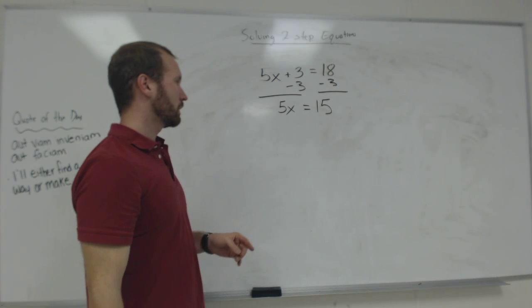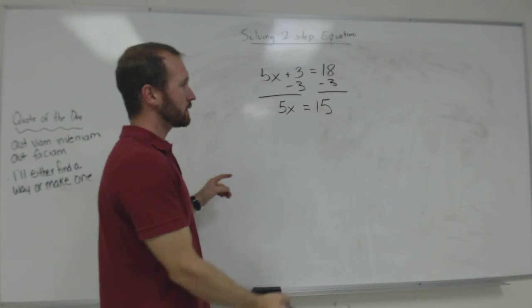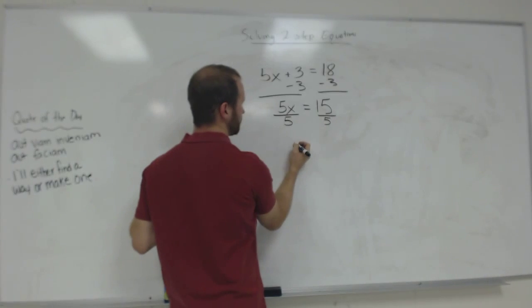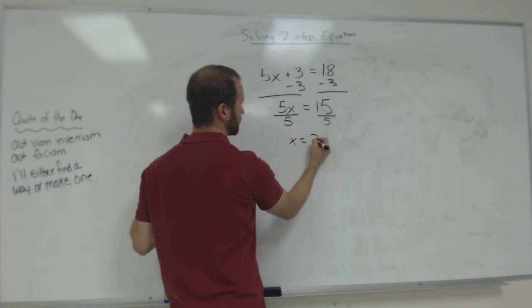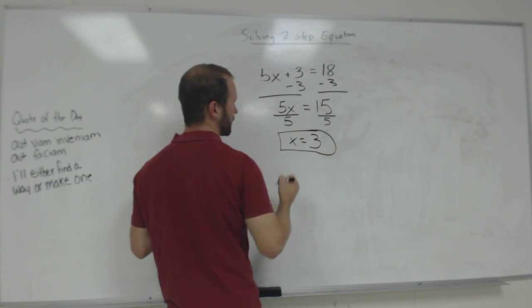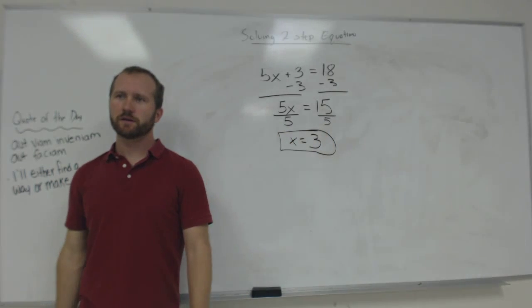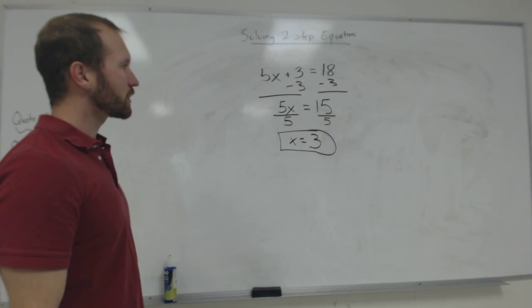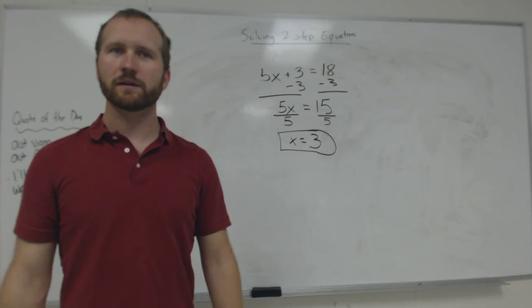And then you divide by 5. 5 times x, the opposite of times is division. X equals 3. Here's my box. That turns into a circle. That's how Nate knows what my answer is. The circle box. It's amazing.